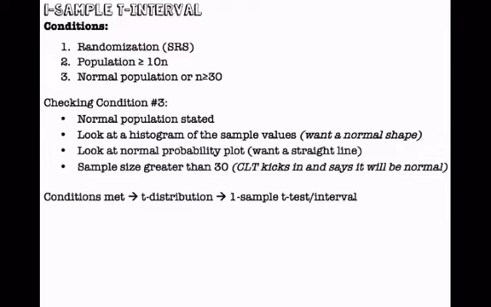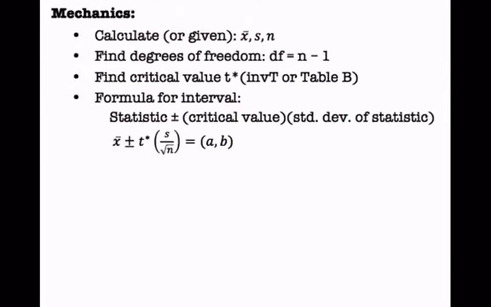Or if the sample size is greater than 30, then the central limit theorem kicks in and we can say that it's normal. Once the conditions have been met, we're going to use a t-distribution, not a normal model, a t-distribution, and we're going to do a one sample t-test or t-interval. Then we can do our mechanics. So we're going to either calculate or be given x bar, s, the sample standard deviation, and n, the sample size. We're going to find the degrees of freedom by taking the sample size and subtracting 1.